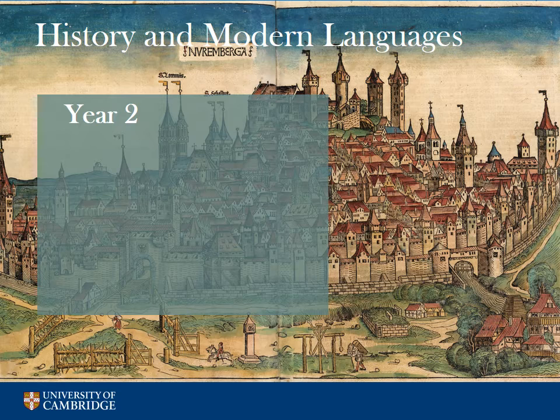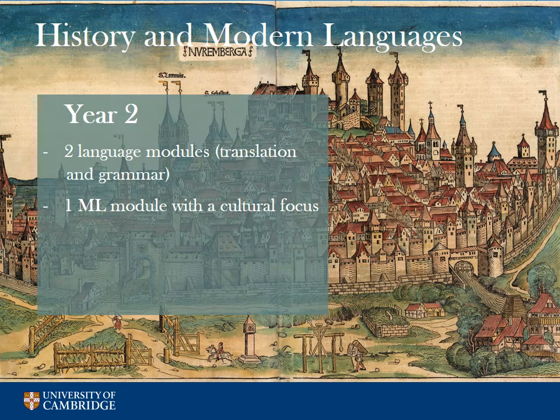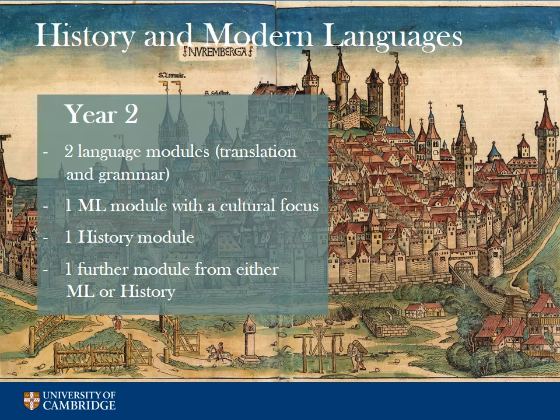In year 2 of your HML course, you'd be taking 2 language modules, translation and grammar, 1 modern languages module with a cultural focus. Again, could be film, could be philosophy, could be linguistics, could be a variety of things. You pair that with 1 history module, and then you can add either another history module or another ML module, depending on whether you find history or MML more to your liking at this point. So it's really up to you how you put the course together.